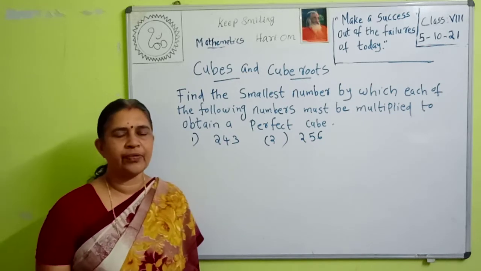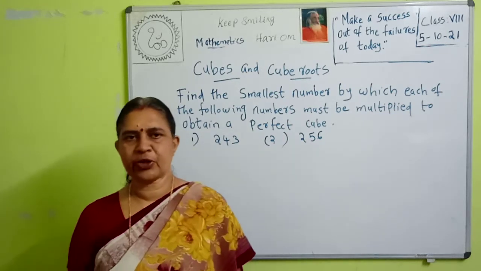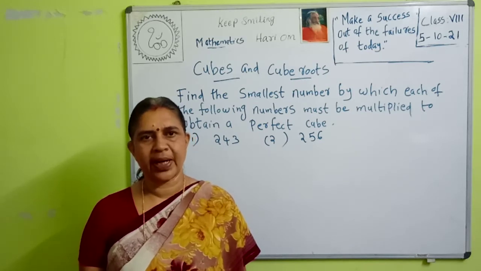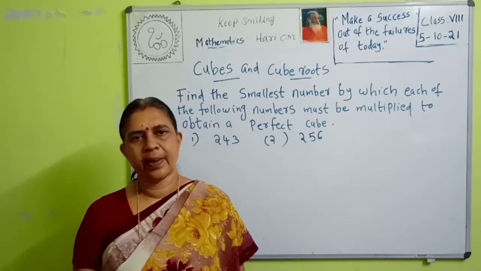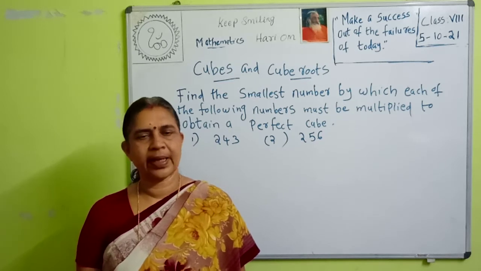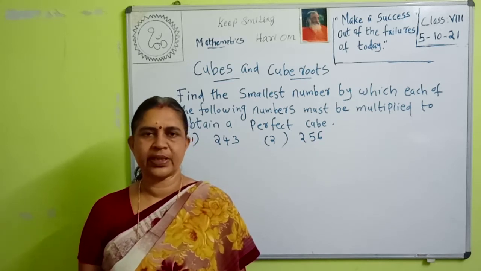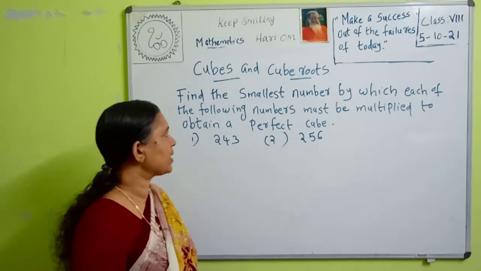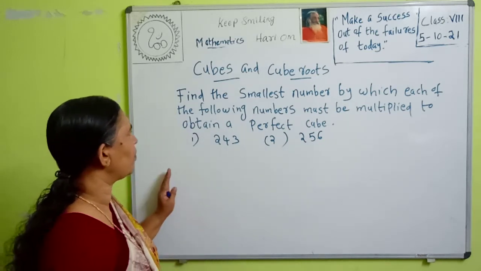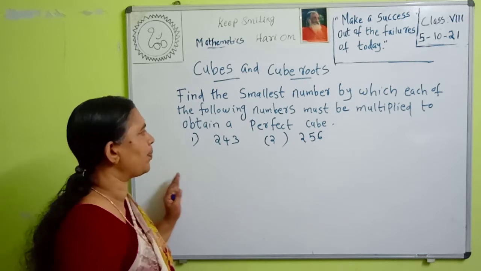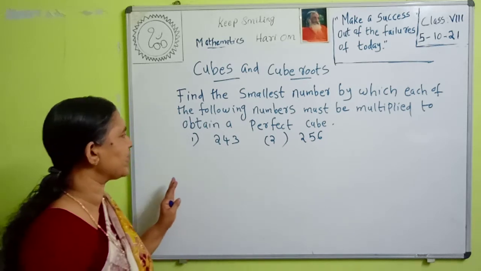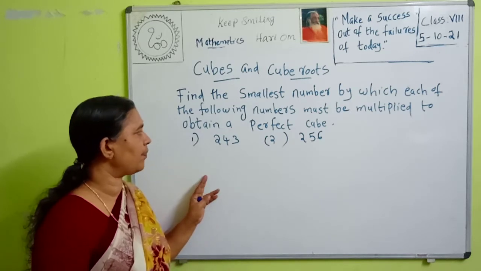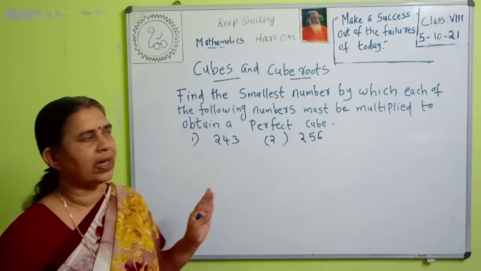Devanarayanan, if we do the prime factorization of a number, and all the factors are in triplets, in groups of 3, then we can say that number is a perfect cube. Otherwise it is not a perfect cube. Here we have to find the smallest number by which the following numbers must be multiplied to obtain a perfect cube. That means these numbers are not perfect cubes. To make it a perfect cube, we have to multiply by which number? That we have to find here.